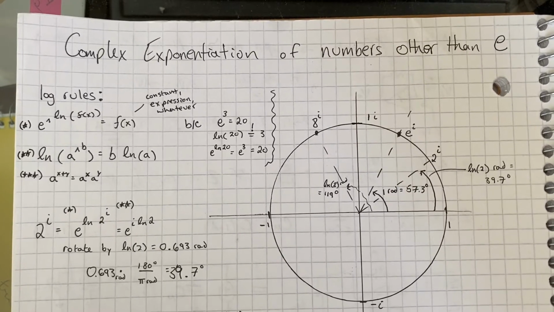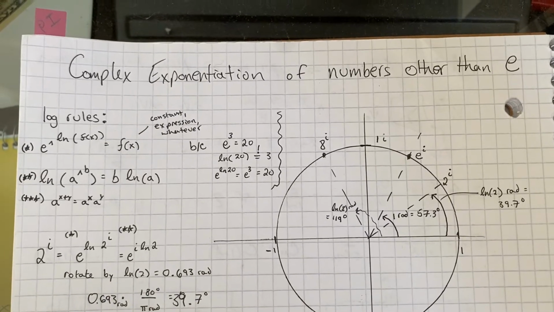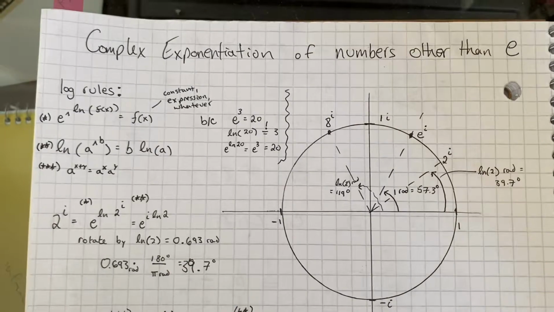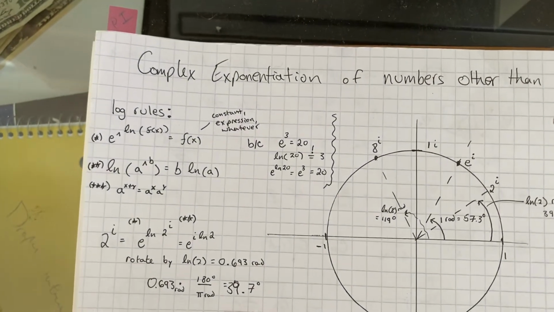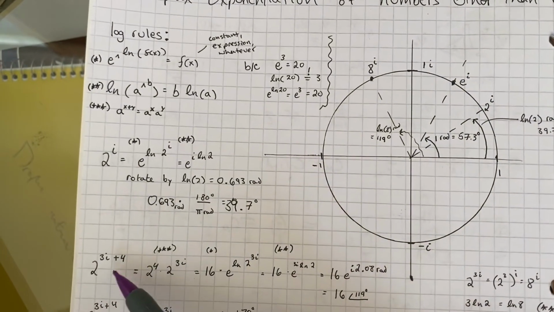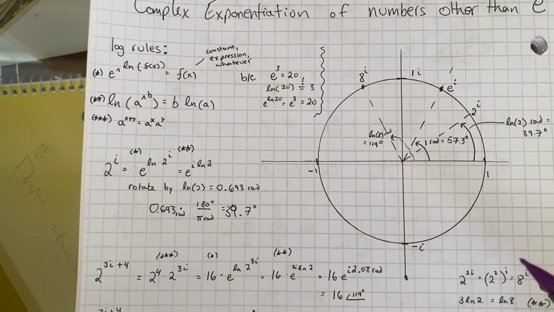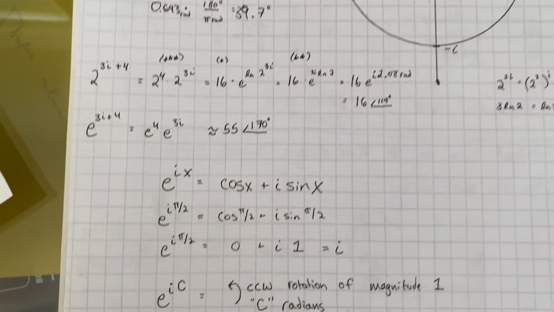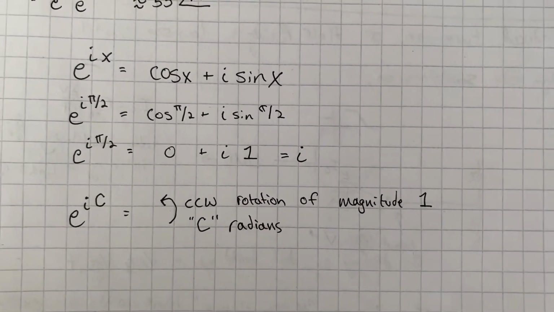In this video, we're going to talk about complex exponentiation of numbers with base other than e. And first, before I explain all this, to see why we don't normally see things like 2 to the i, 2 to the 3i plus 4, or 8 to the i, and we usually see things more like e to the i, e to the some constant times i, let's take a look at why it's convenient to have e as a base.